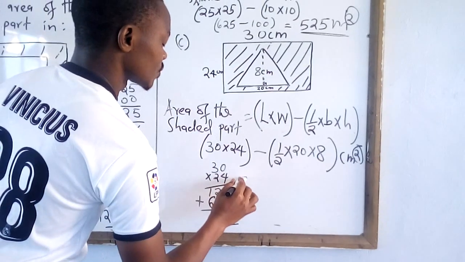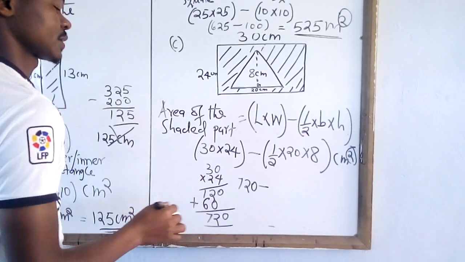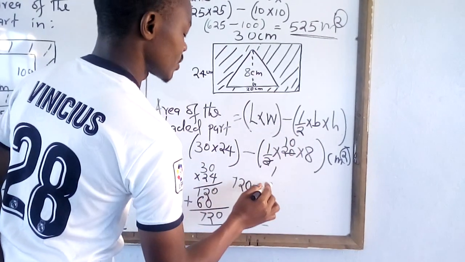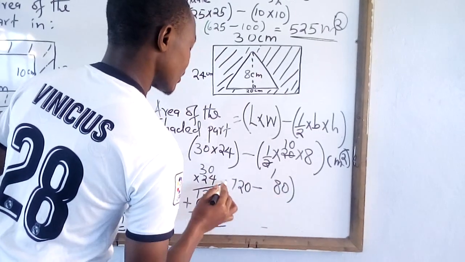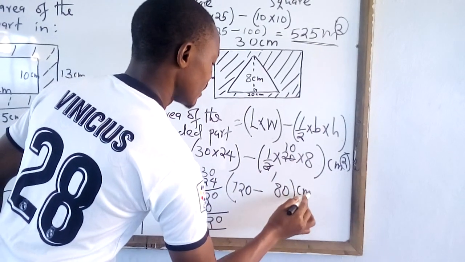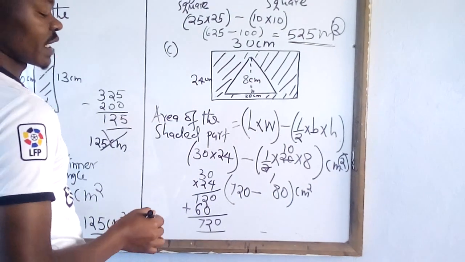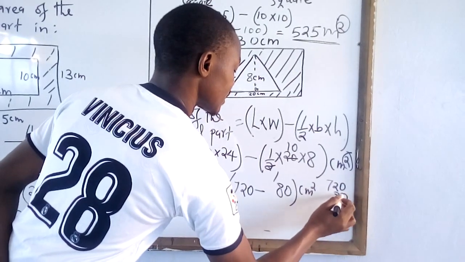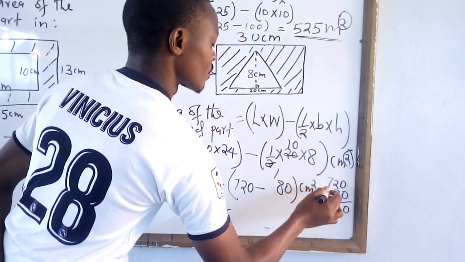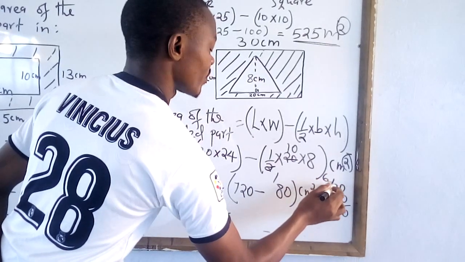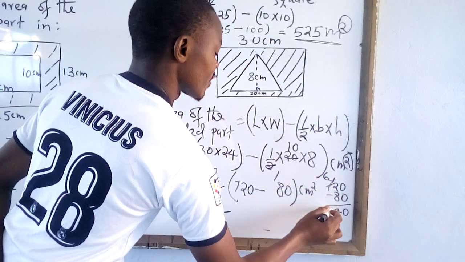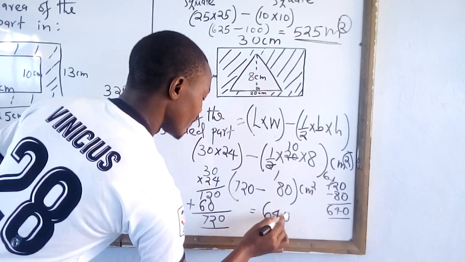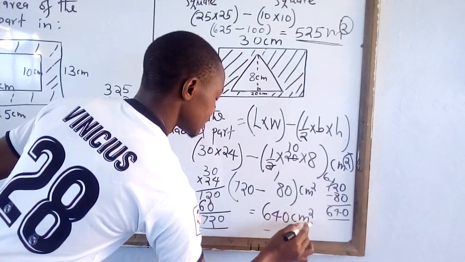So we have 720 minus 80. Remember, our final answer must be in square centimeters because we are calculating area. So 720 minus 80. This is 0. Borrow 1, here remains 6. 12 minus 8, you get 4. Then this is 6. The answer here is going to be 640 square centimeters.